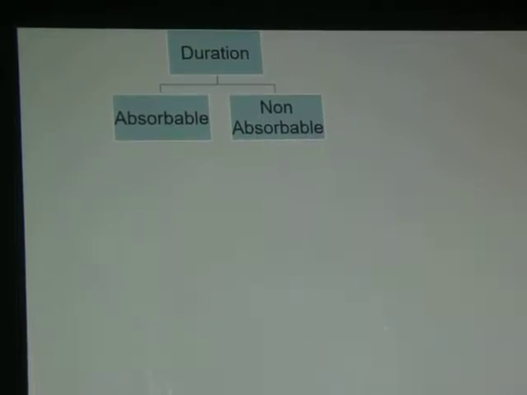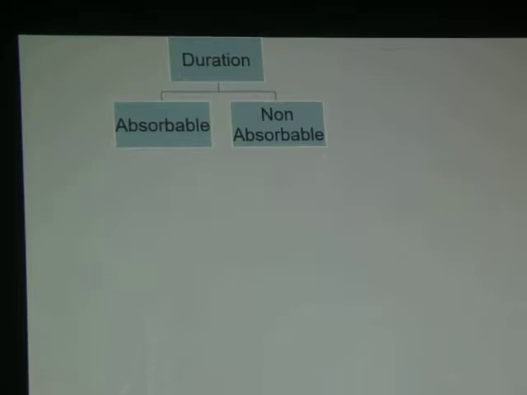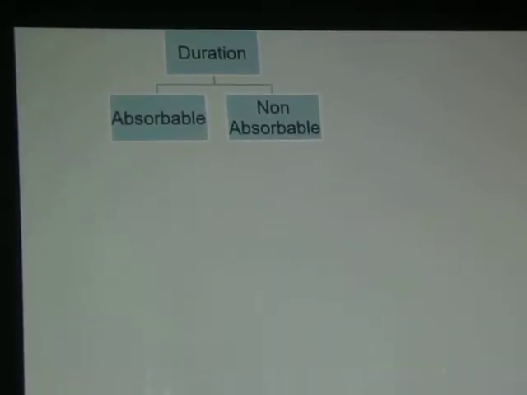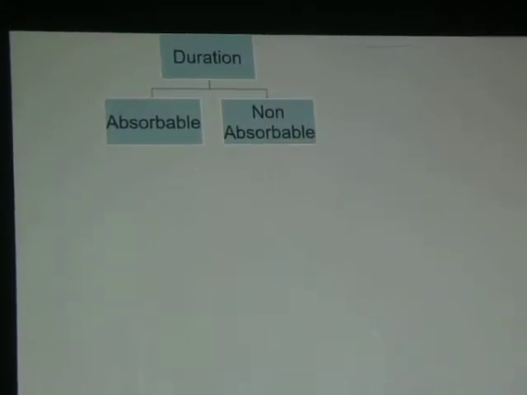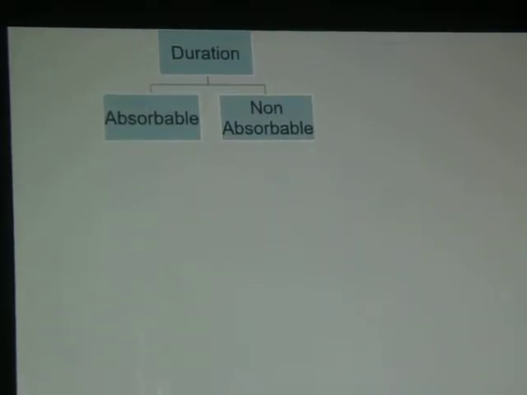فعشان كده بنقسمه into absorbable and non-absorbable. Non-absorbable is a suture which remains forever. There is no tissue dissolution or disruption of this suture. So we call it non-absorbable. Absorbable sutures will eventually disappear with time.